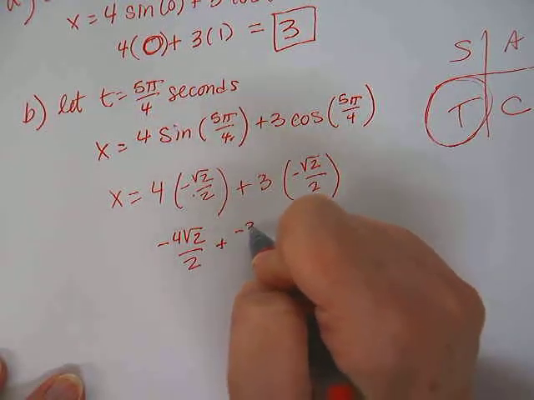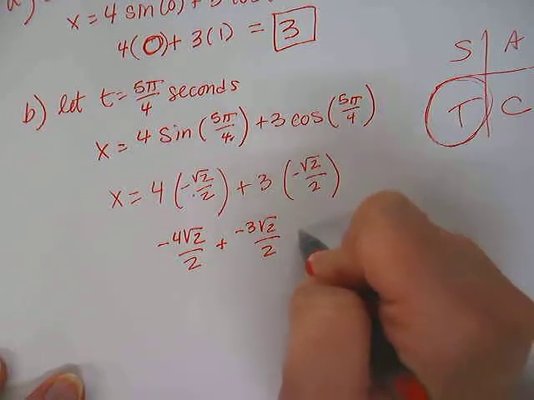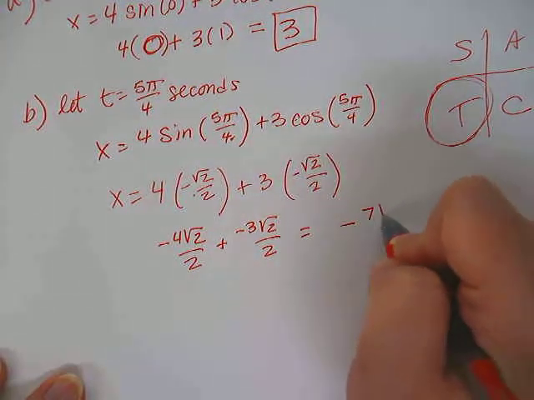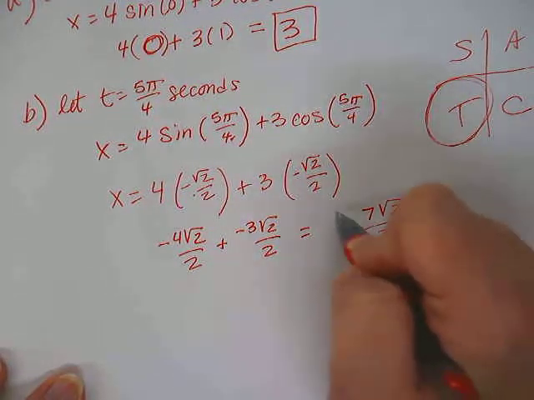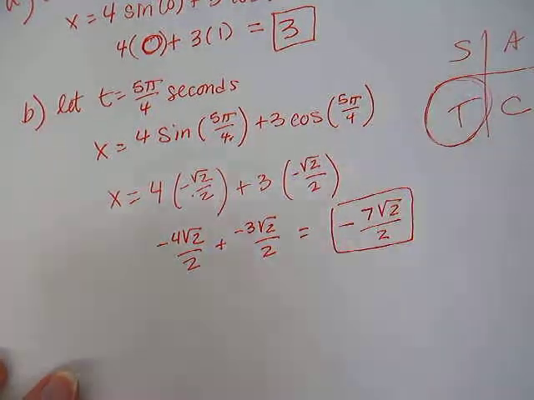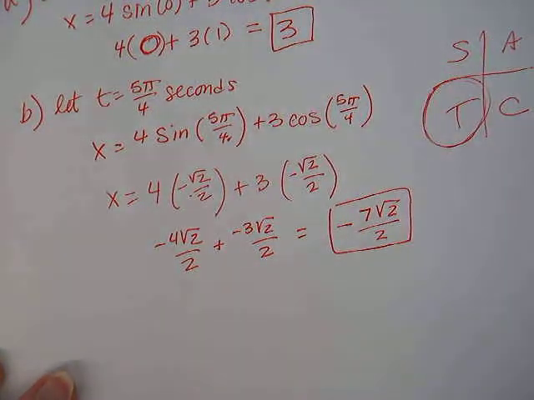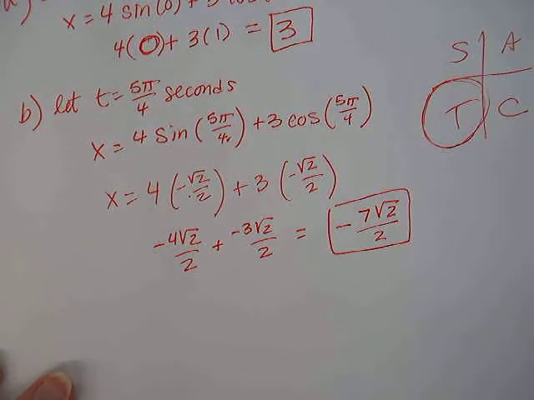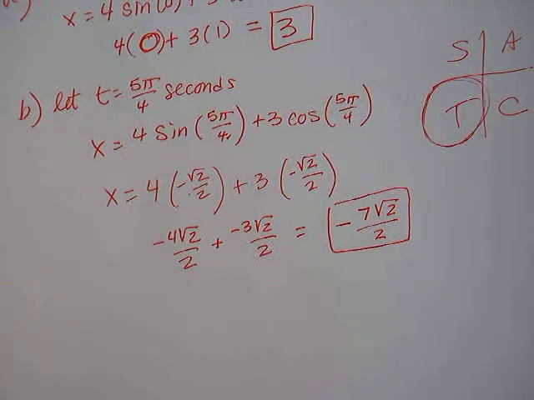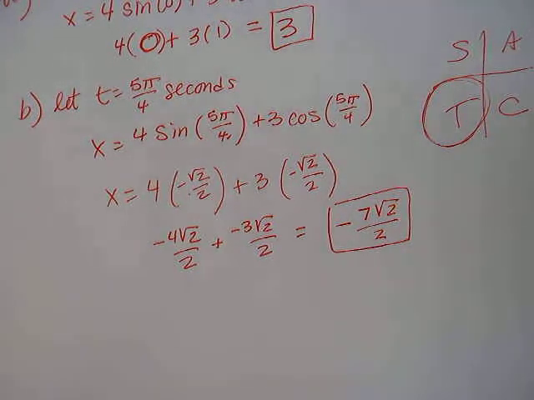So we'll have negative 4 square root 2 over 2 plus a negative 3 square root 2 over 2, which gives us a final answer of negative 7 square root 2 over 2. So what does the negative mean for our displaced spring? If this is distance, why is it negative? Or is it actually distance or is it position? Position. So what does the negative mean for the spring that's oscillating up and down?